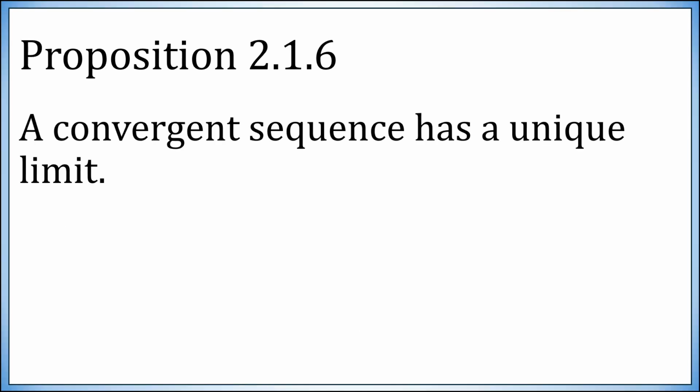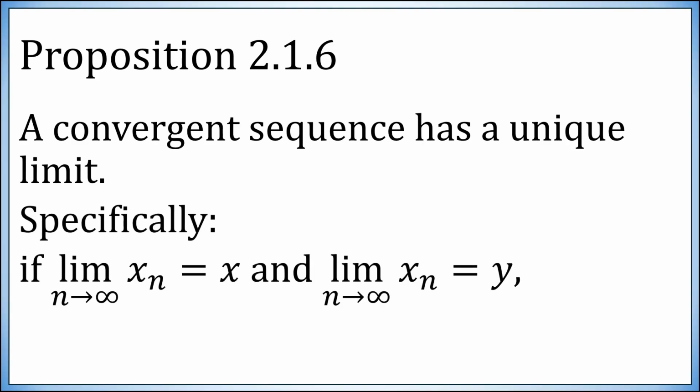Okay, at long last, proposition 2.1.6: a convergent sequence has a unique limit. More specifically, if the limit of the sequence xn is x, but it is also y, then x must equal y. Don't just think you're going to use transitivity of the equal sign, by the way. We aren't really justified in using the notation of this equal sign until we establish this result that the limit is unique.